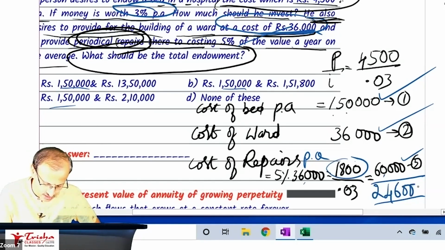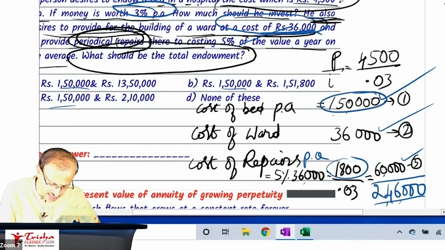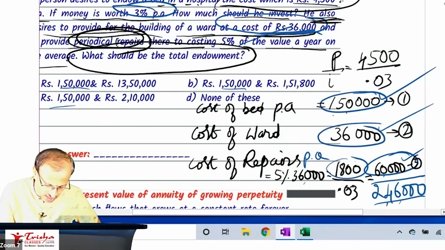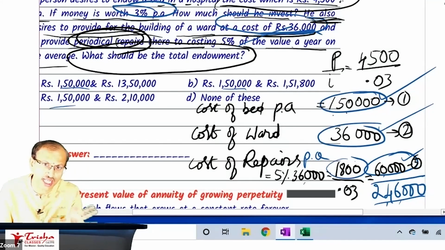2,46,000. If you do this calculation alone, you get 2,10,000. If you add all the three, you get 2,40,000. They asked you what is the total endowment. Total money should be 2,46,000.